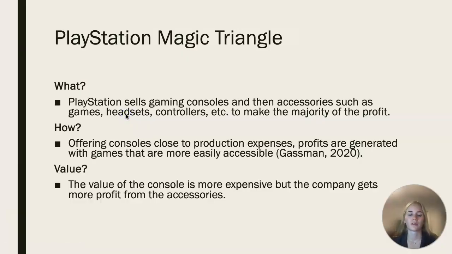PlayStation Magic Triangle. The what? PlayStation sells gaming consoles and then accessories such as games, headsets, controllers, and other things to make the majority of their profit. How? Offering consoles close to production expenses, profits are generated with games that are more easily acceptable (Gassman, 2020). Value: the value of the console is more expensive, but the company gets more profit from the accessories such as controls, headsets, and games.